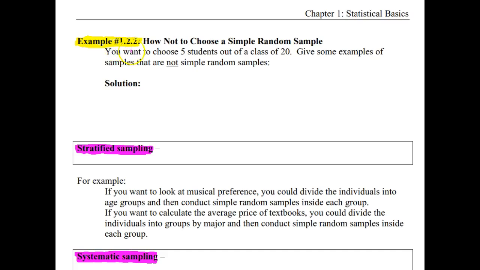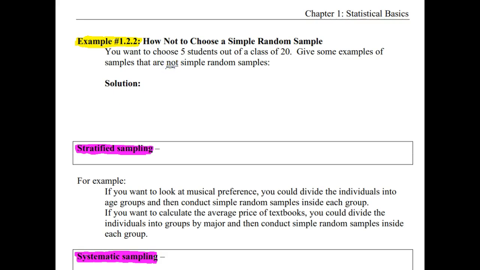So example 1.2.2, how not to choose a simple random sample. Remember, in a simple random sample, we need every object to have the exact same chance of being chosen. Let's say you want to choose 5 students out of a class of 20. Give some examples of samples that are not simple random samples.